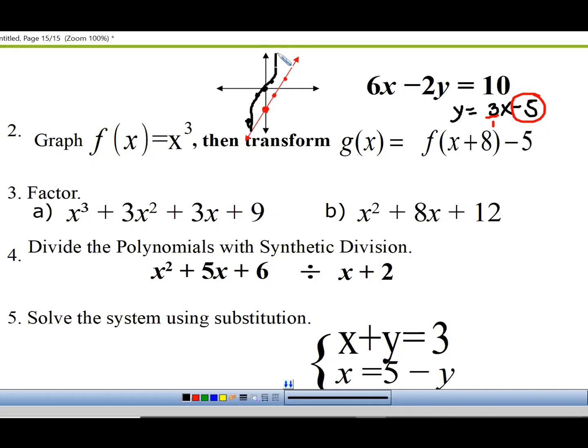So our cubic function is as follows. There it is. But then they want us to do a transformation, which is g of x equals f of x plus 8, and I'll put the little cube there, minus 5. So what does that tell us to do? Look at it. What are they telling us to do with this transformation, Jesus?